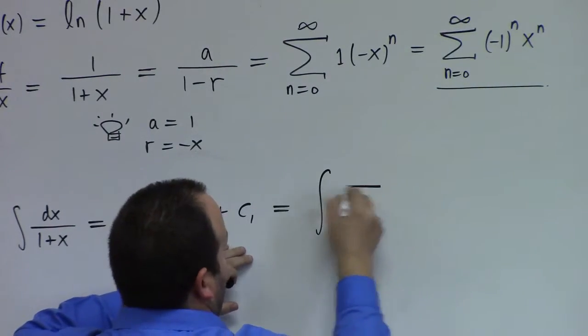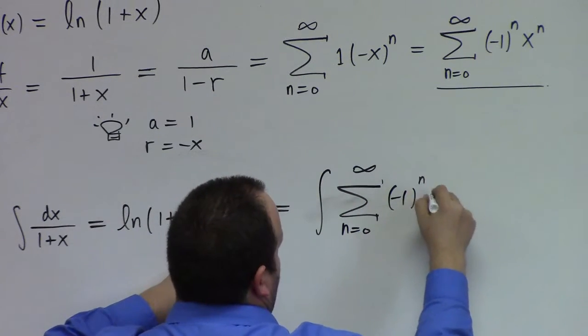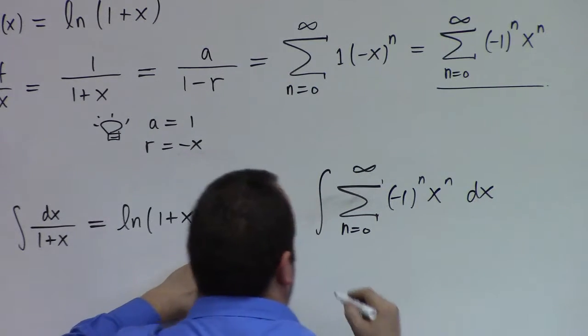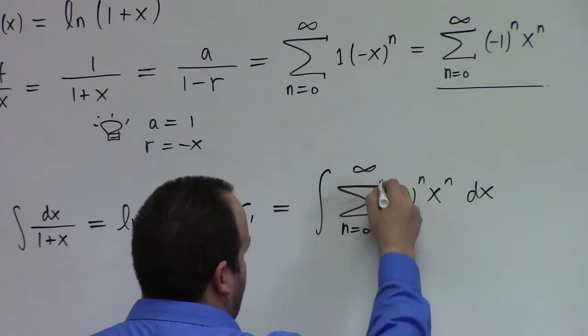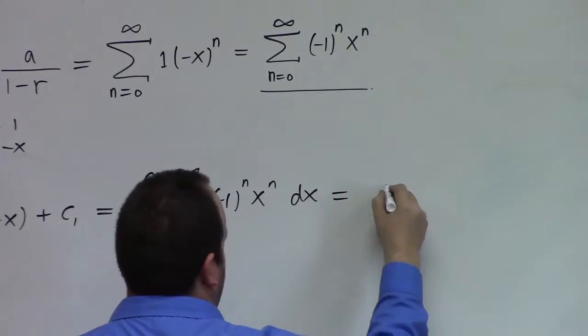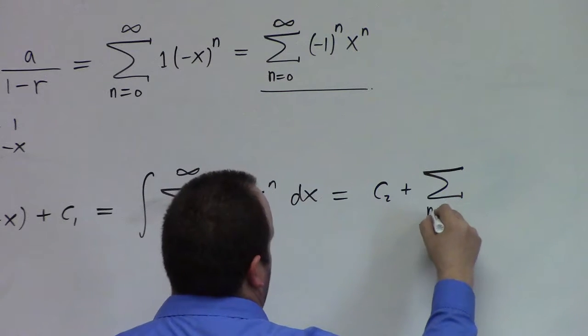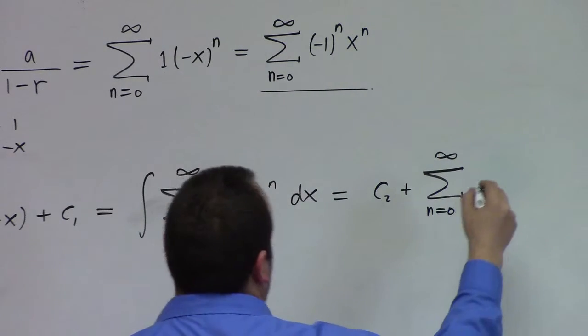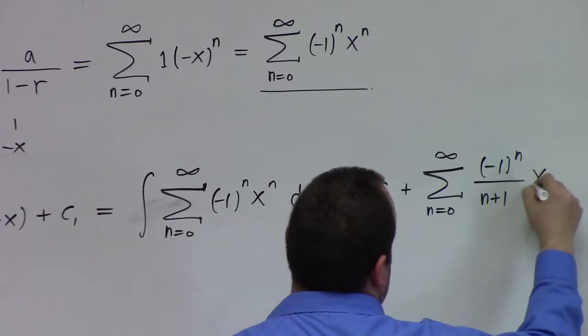The integral of the... Sorry, I'm having internal struggles with how to organize the calculation. But there, I fixed it. Okay, so now we use the theorem, which says that this is equal to what? Like some constant, let's say c2, plus what? Plus the sum, n equals 0 to infinity, minus 1 to the n, over n plus 1, x to the n plus 1.